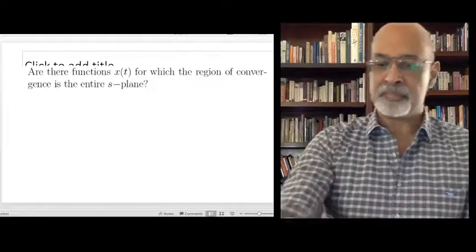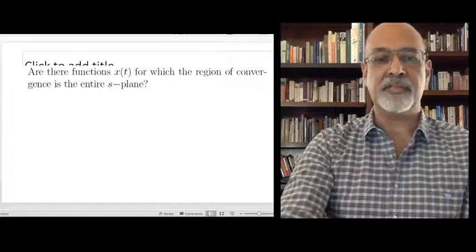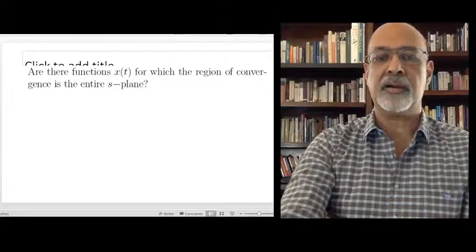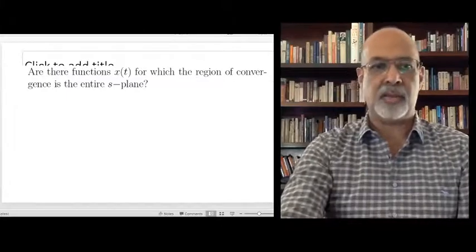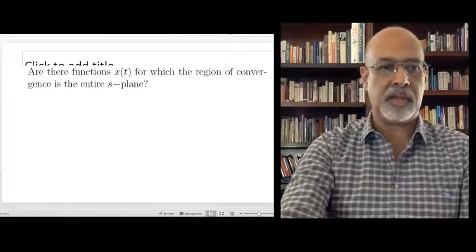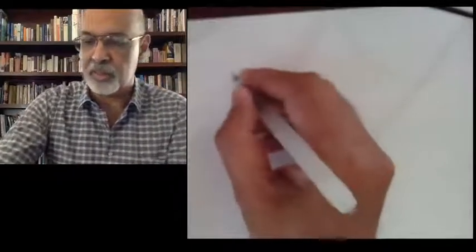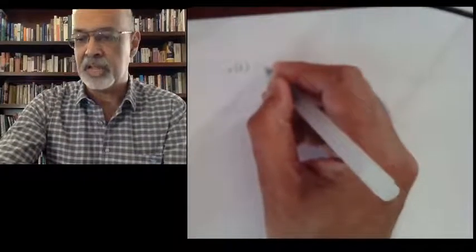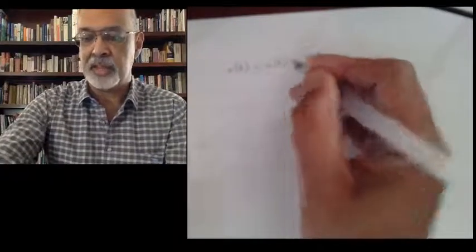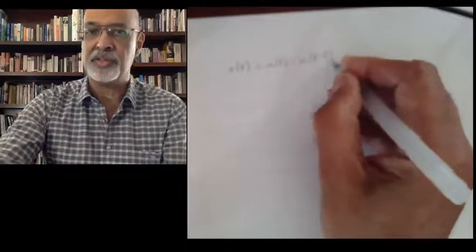Okay, so are there functions that have regions of convergence that are the entire S-plane? And the answer is yes, there are. We kind of saw one last time, but let me show you again. The one that I had last time was x(t) equals u(t) minus u(t minus 1). So let's make it a little bit different, call it u(t) minus u(t minus 2).